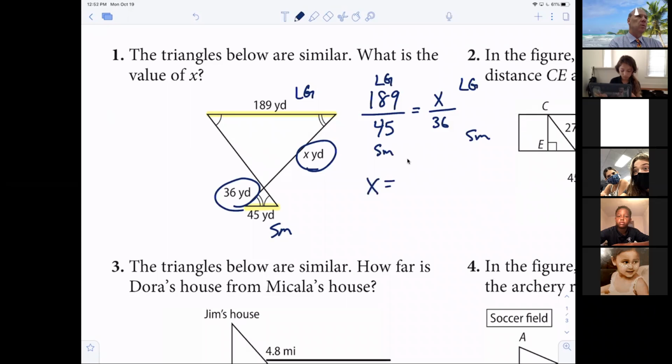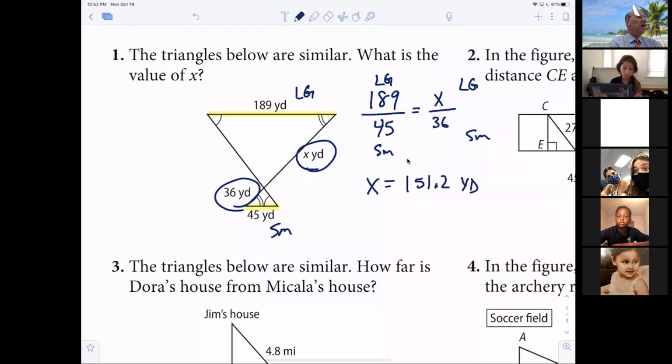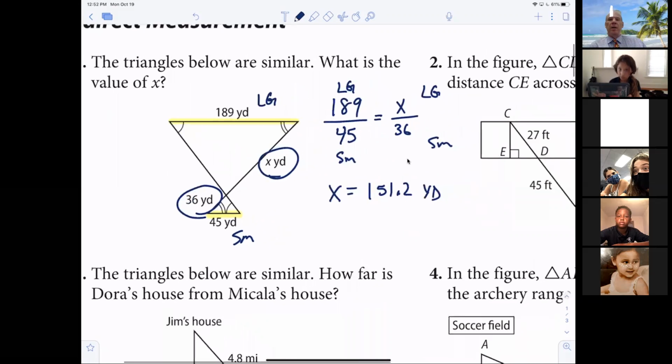Okay, thank you. All right, so now when she cross multiplies and divides, she's going to tell me x is equal to 151.2 what? Yards. Now everyone else, take your calculator out. Make sure you're doing that. All my homeschool peeps, y'all got 151.2, right? Yeah. All right, thank you.